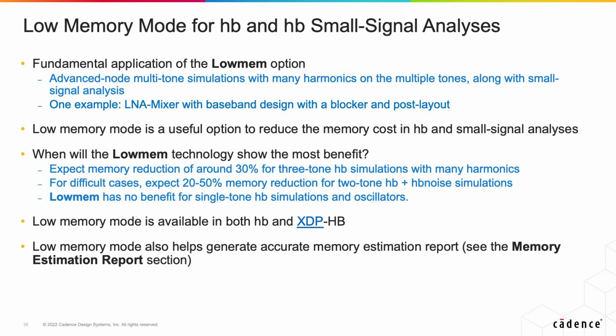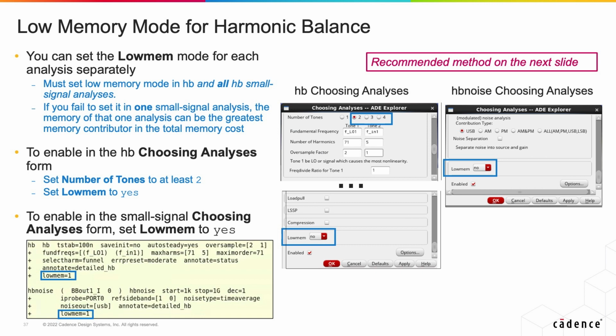And so, for those reasons there is something called the low mem option, and it's available in HB and also in XDP HB. If you use multiprocess in HB, it is available, and this is how it reduces the memory footprint by about 30% for 3-tone HB. This is how you get to it. So, here you have low mem equals, so must set here. This is how you set up the low mem option.